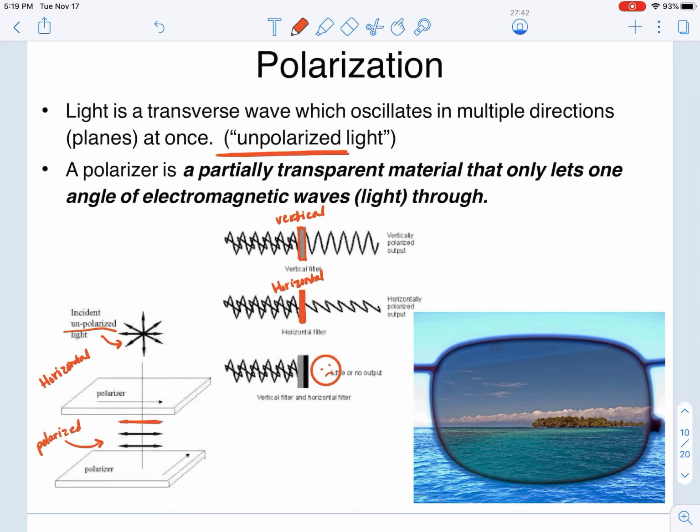So please do not misunderstand. Polarizing sunglasses do not change the color of things. The objects are whatever color those objects are. But the way that we perceive the color may change, and here's why.